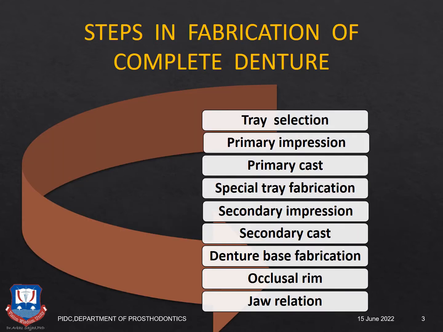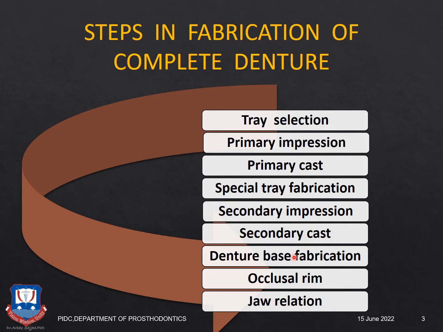Now, the steps in the fabrication of complete denture, as I'm sure most of you must be knowing who have started or taken up cases for complete dentures. The first step is the selection of a stock tray. The second step is the making of the preliminary impression or the diagnostic impression, followed by the pouring of the diagnostic cast, followed by special tray, that is a custom tray fabrication for making the secondary impression or the final impression, which is followed by the pouring of the master cast, and then the denture steps begin.